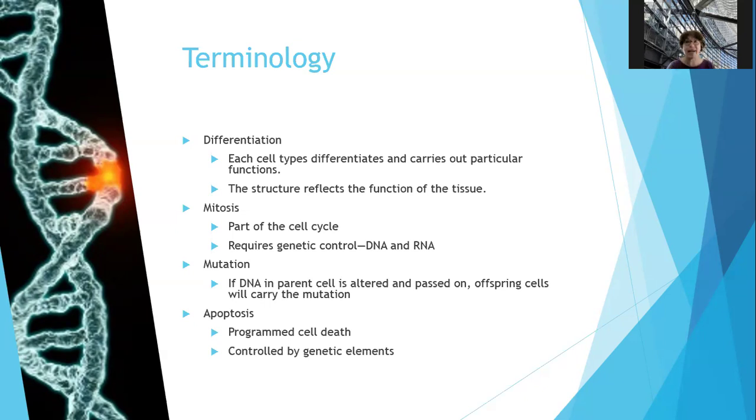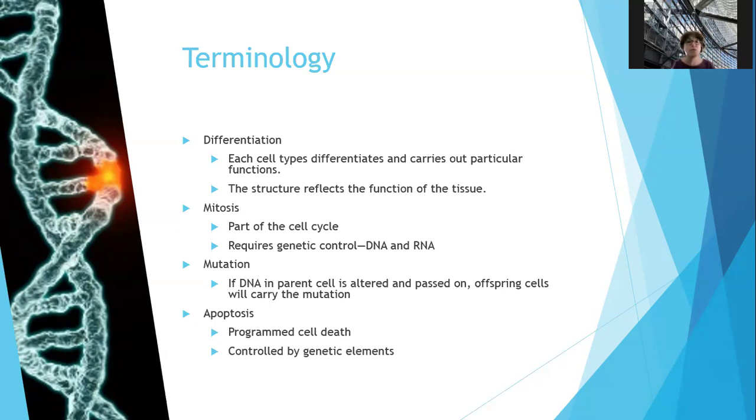So if that control gets wacky, mitosis can be out of hand. A mutation is if the DNA in the parent cell is altered and passed on, the offspring cells, or the daughter cells, as they usually call them, carry the mutation. And so every time they replicate, they also have the mutation.